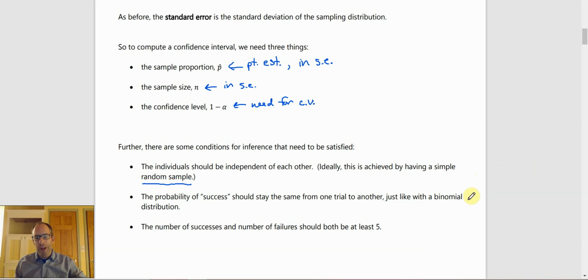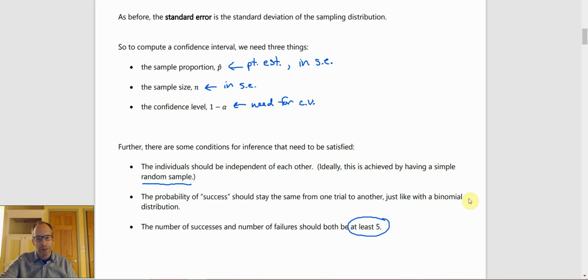The thing that we might have to check once in a great while is this, that the number of successes and failures should both be at least 5. Sometimes this is phrased as at least 5, sometimes it's phrased as at least 10. Here our book is using the at least 5, so we'll go with it. That shouldn't be a problem.